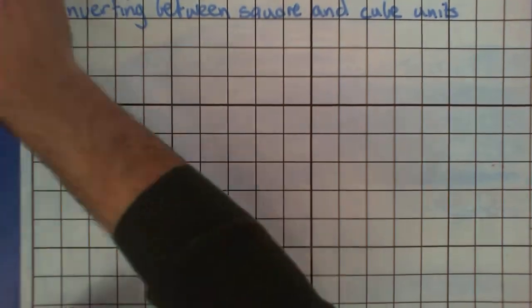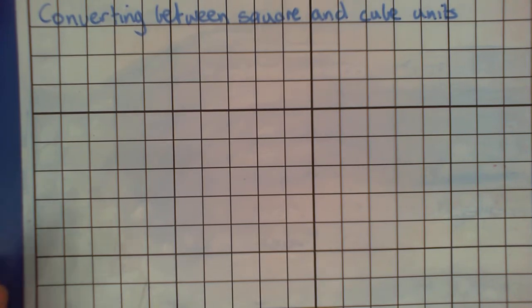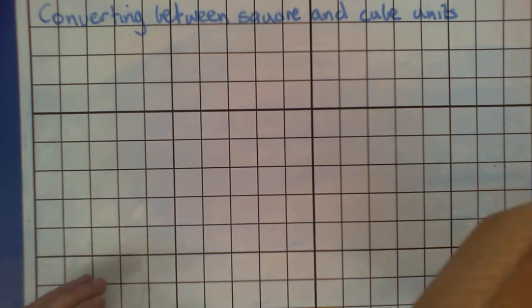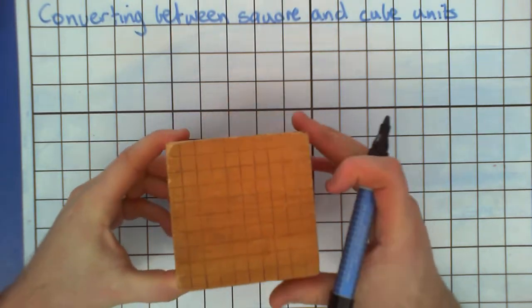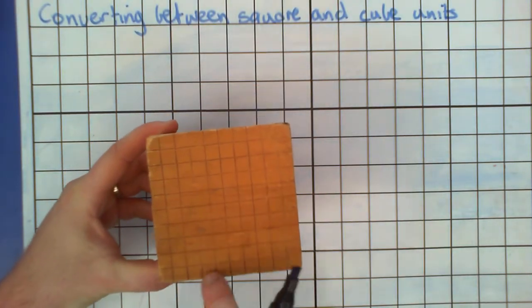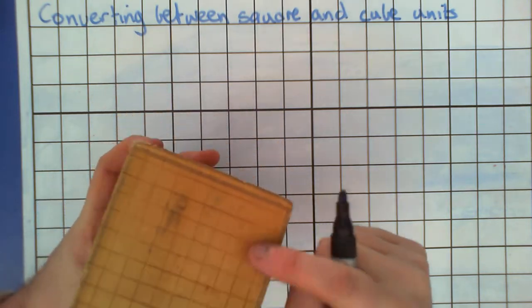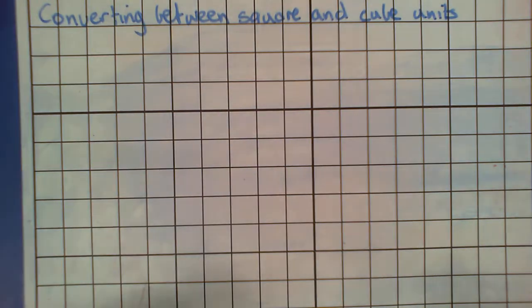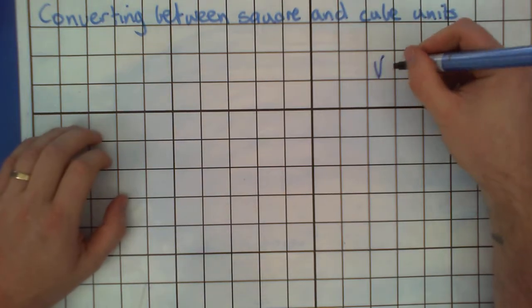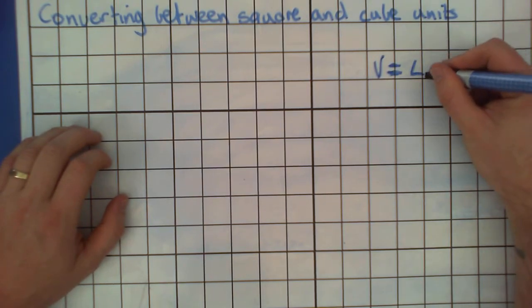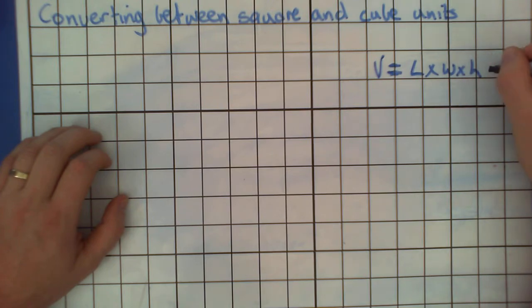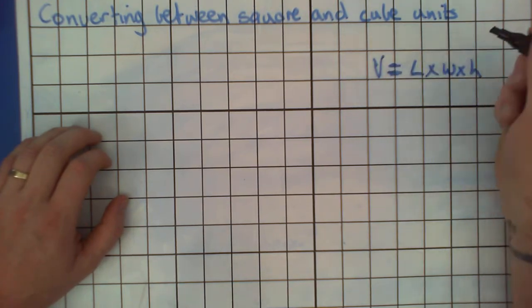Now, how's this work then for our volume? The difference with our volume now is we have a 3-dimensional shape like this cube here. I've got length, width, and height. Remember, the volume of a cube, we only need to worry about a cube, is length times width times height. And you might be able to see where I'm going to go with this.